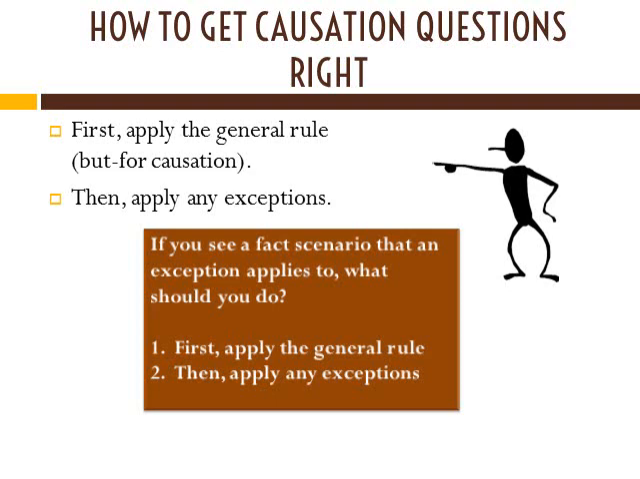You should first apply but-for causation, because most of the time but-for causation will be satisfied, and you don't need to get into the burden shifting and such that happens with the exceptions. And also, you're more likely to mess up the exceptions if you haven't properly analyzed but-for causation. So that is the key.